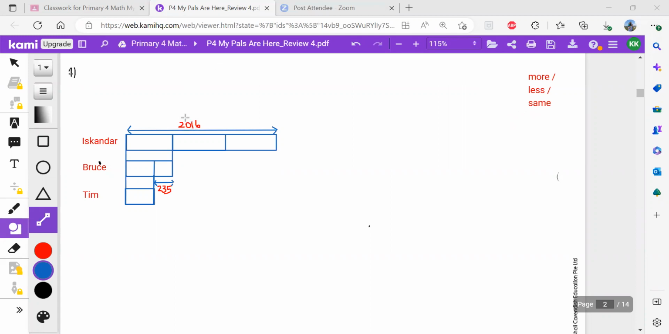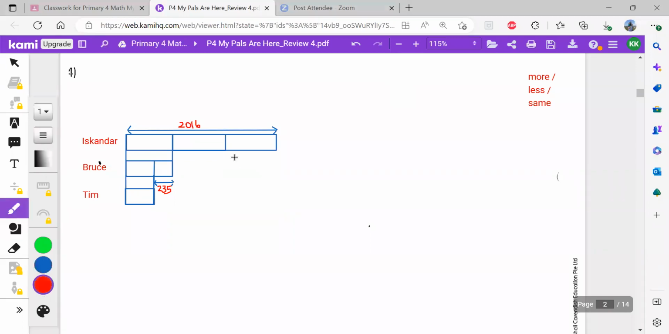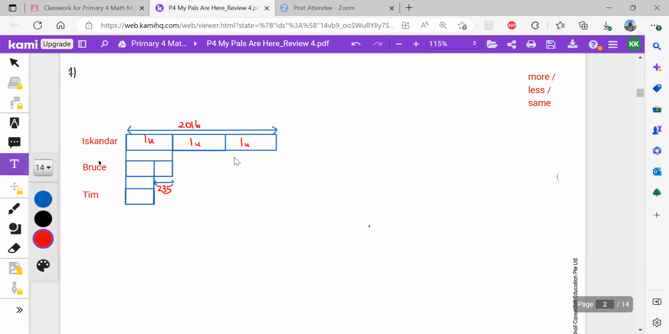I can see that Iskandar is 2016. Can't I find what is each of these units of each of these rectangles, each of these boxes? We can, right? So once I know Iskandar is 2016, I can find each of these units. So let's find it. So I'm going to just call this 1 unit. Okay, so Iskandar to find 1 unit.